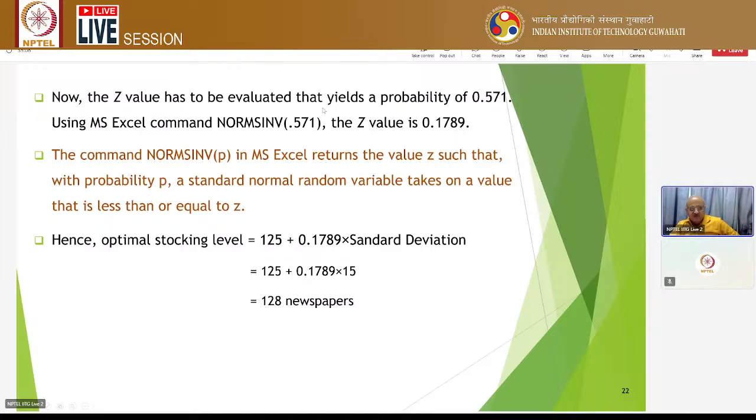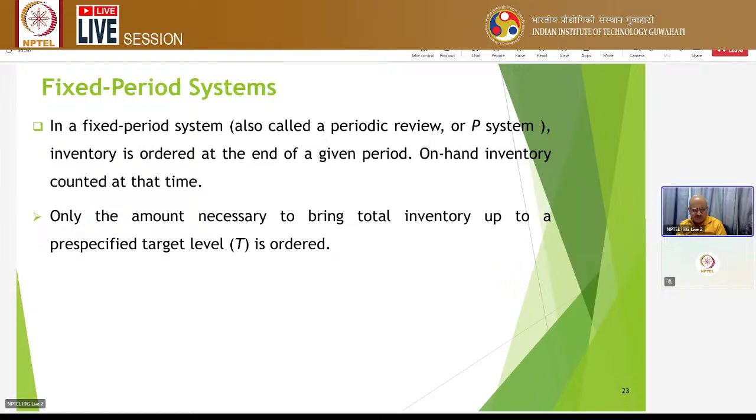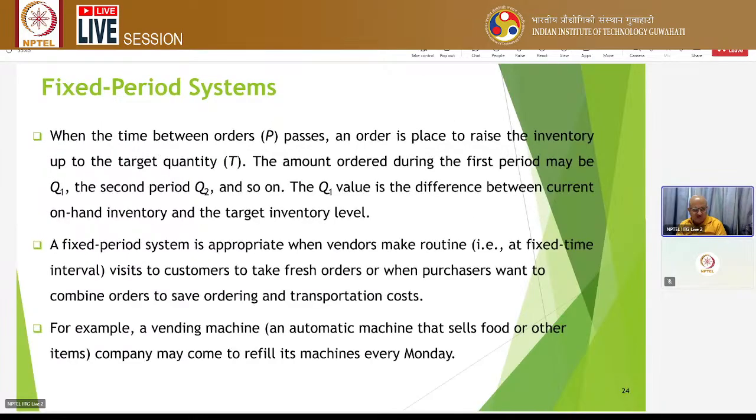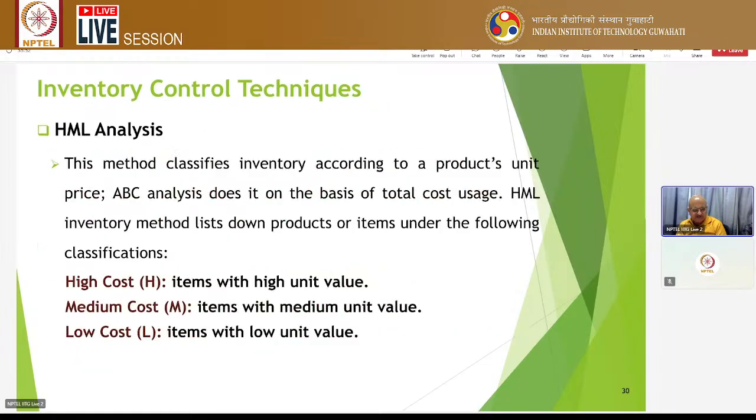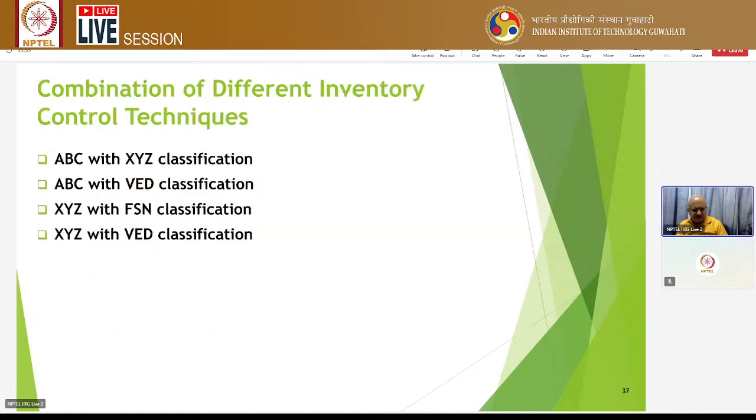Now you have to evaluate the Z value that yields a probability of 0.571. Using the MS Excel command NORMSINV, 0.571 means the corresponding Z value is 0.1789. So the optimal stocking will be 125 plus 0.1789 into the standard deviation. The standard deviation is 15, so that means he has to purchase 128 newspapers. Like that, you can find out how this type of thing will work. And the fixed period system is also like that. Anyway, inventory control techniques, ABC analysis, HML analysis, these descriptive things were also told.